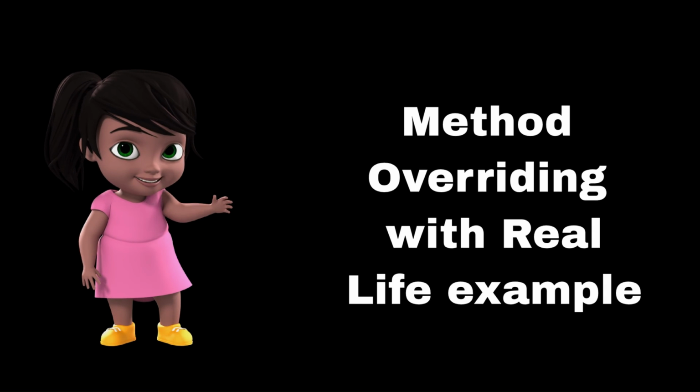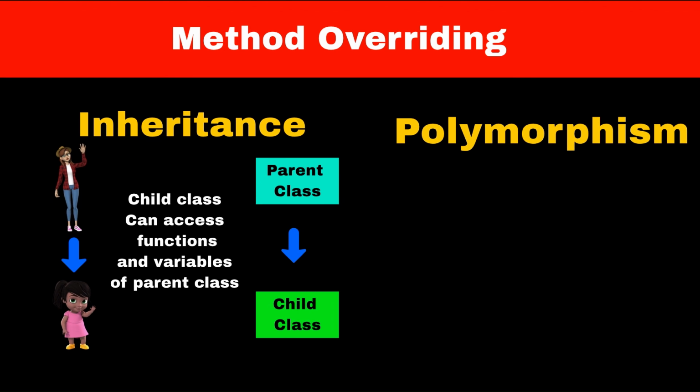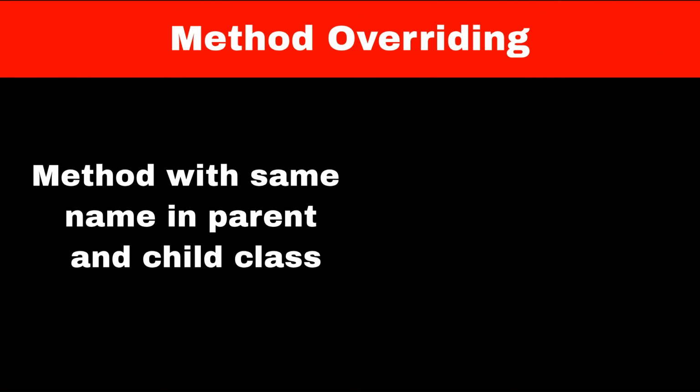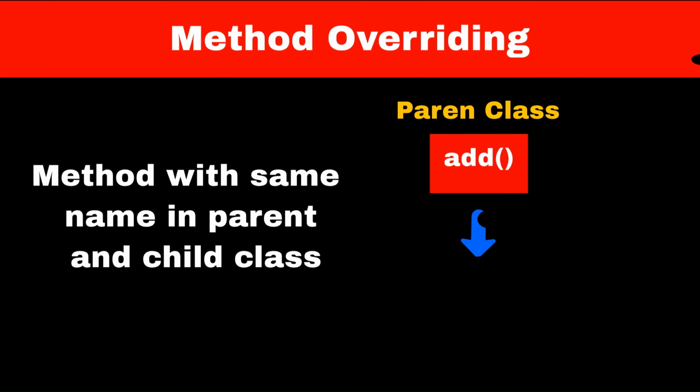The second type of polymorphism is method overriding. Method overriding is a feature that allows us to use the power of inheritance and polymorphism. Inheritance means a child class can access variables and methods of a parent class, and polymorphism means one object or function can have multiple forms. So method overriding or function overriding is a feature that allows us to have multiple functions with the same name but in different classes, that is in parent and child class.